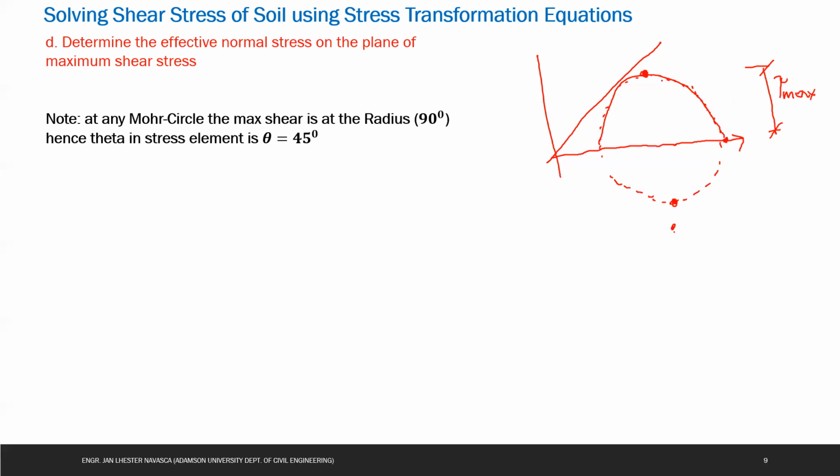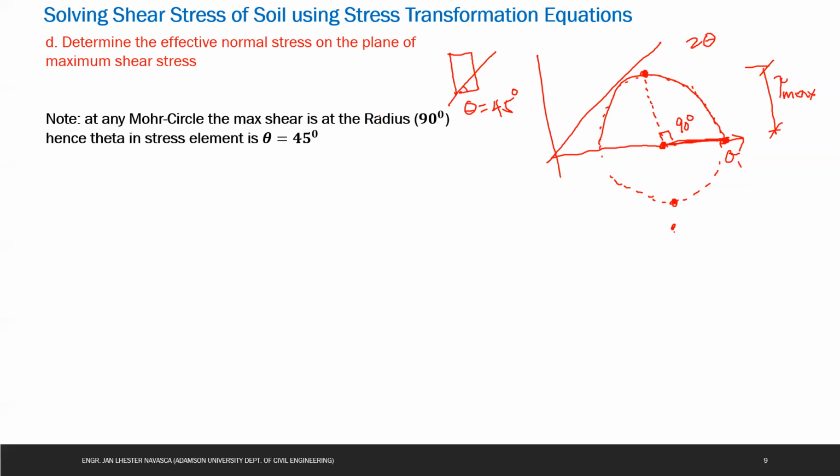Then, what is the angle of tau max from the major principal plane? This is our major principal plane. Take note, this is always our major principal plane since sigma 1 is here. That angle is always 90 degrees. Bringing it back to the stress element, the 90 degrees is 2 theta, so it is halved, which equals 45 degrees. That is why your theta in the stress element is 45 degrees, the point where you get the maximum shear stress.